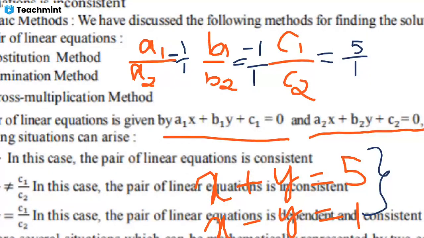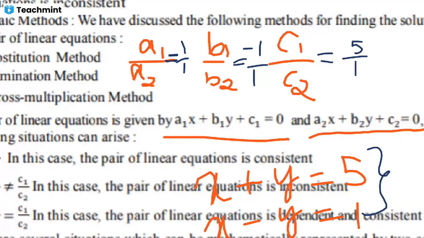Now if you compare the ratios a1 by a2, b1 by b2 and c1 by c2, what type of ratios are they? Parallel. Parallel lines, miss. Are they parallel?